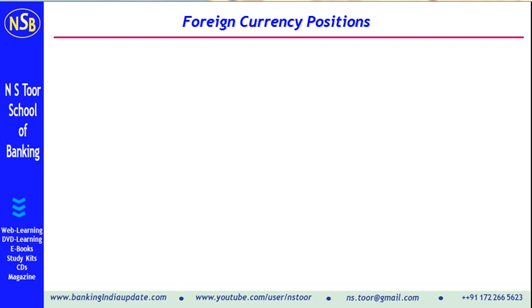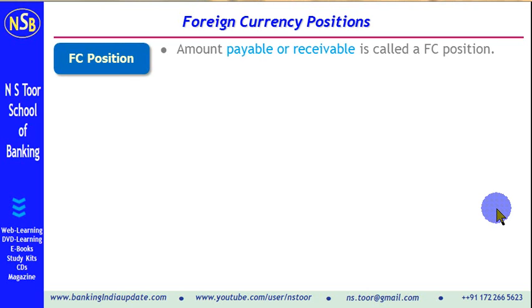Here we shall discuss foreign currency positions. What is foreign currency position? Foreign currency position means amount payable or amount receivable in foreign currency. So when some amount is receivable or some amount is payable in foreign currency, that is called foreign currency position.